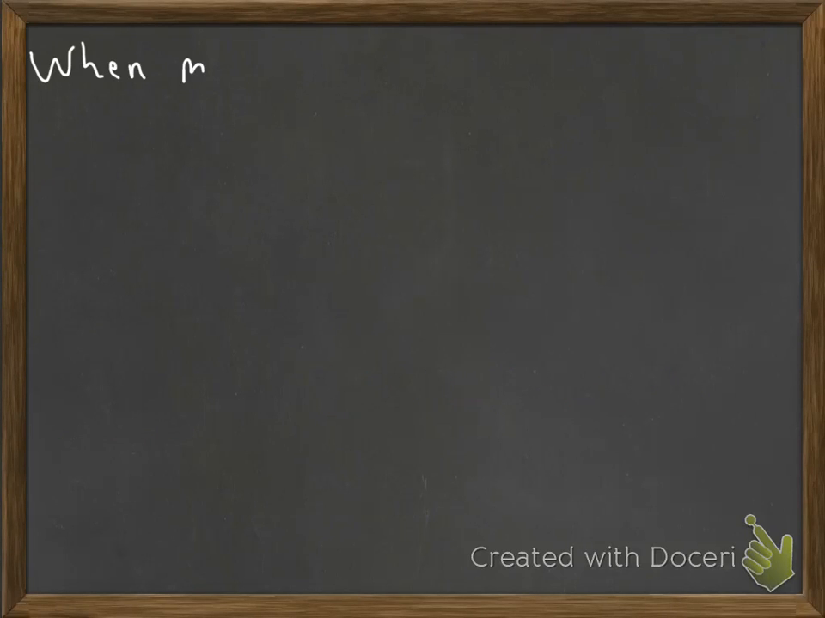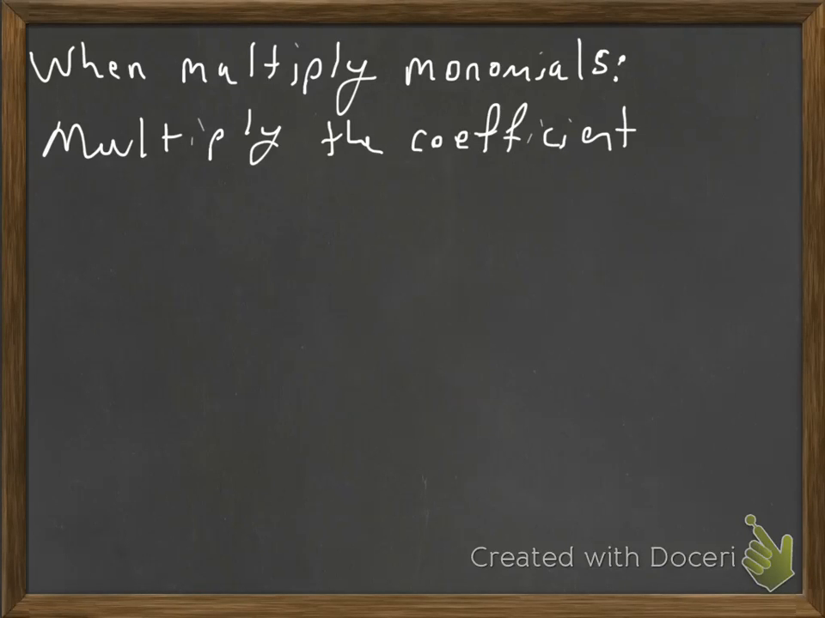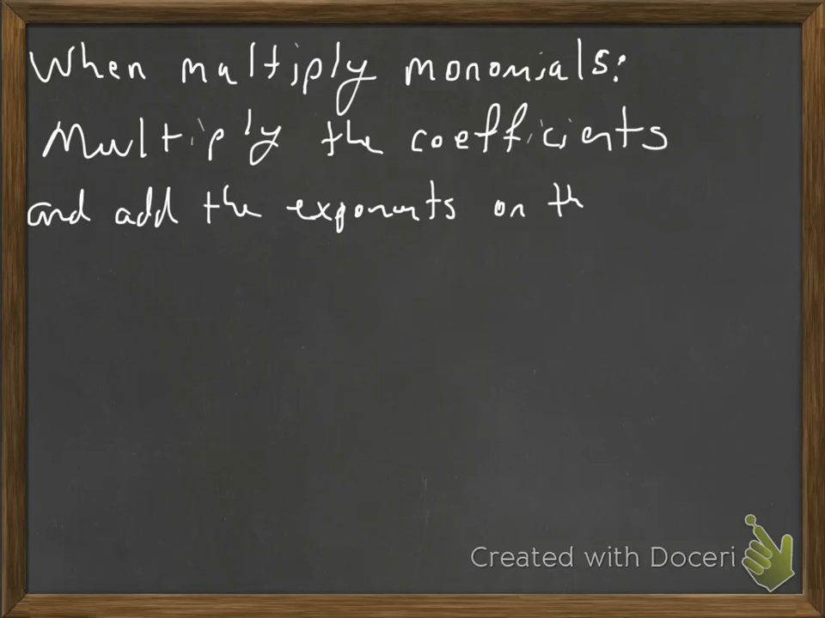Okay, so then we'll write this out in words. When we multiply monomials, we multiply the coefficients, that's the numbers in front, and we add the exponents on the common bases. So we'll do a couple examples.